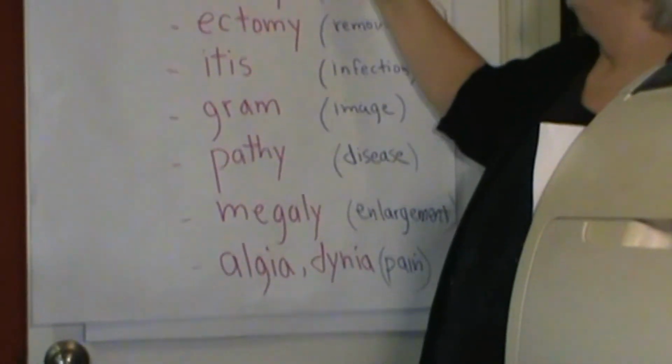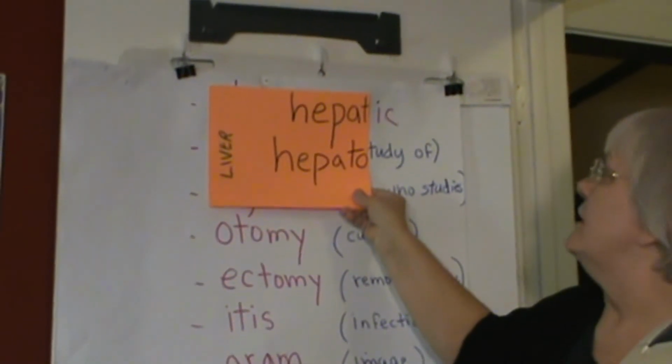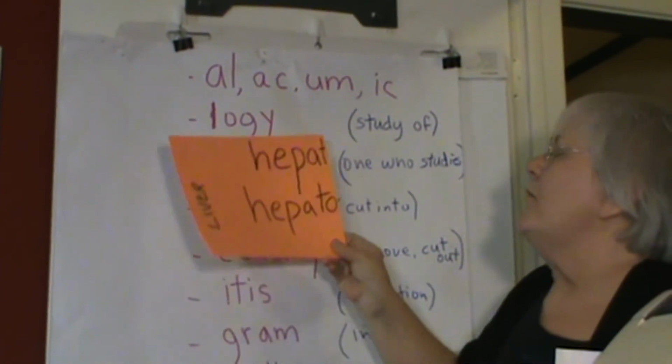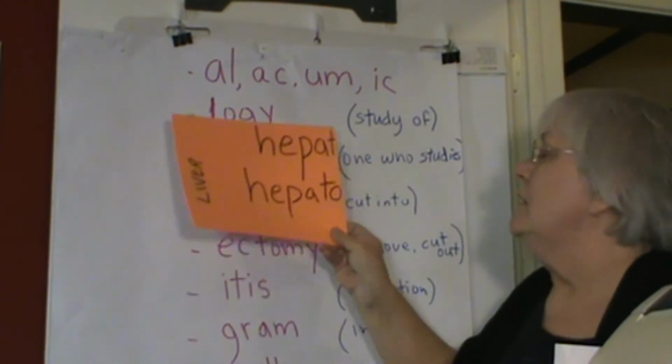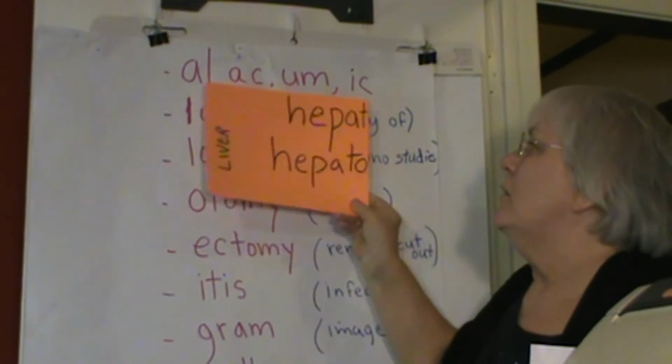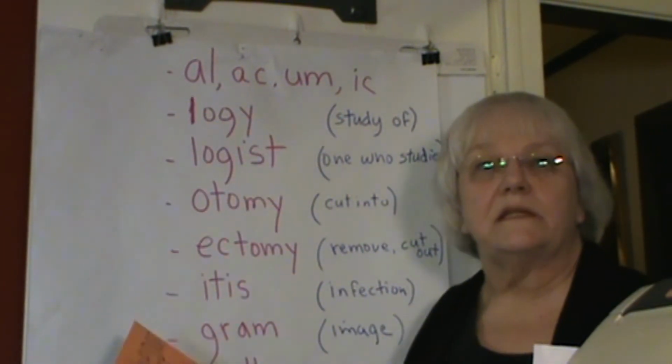Let's see. Hepatic, meaning pertaining to the liver. We didn't cover those, but I think those are pretty common. You know that in general terminology, regular English, you can put IC or AL on the end of a word and it makes it into an adjective.